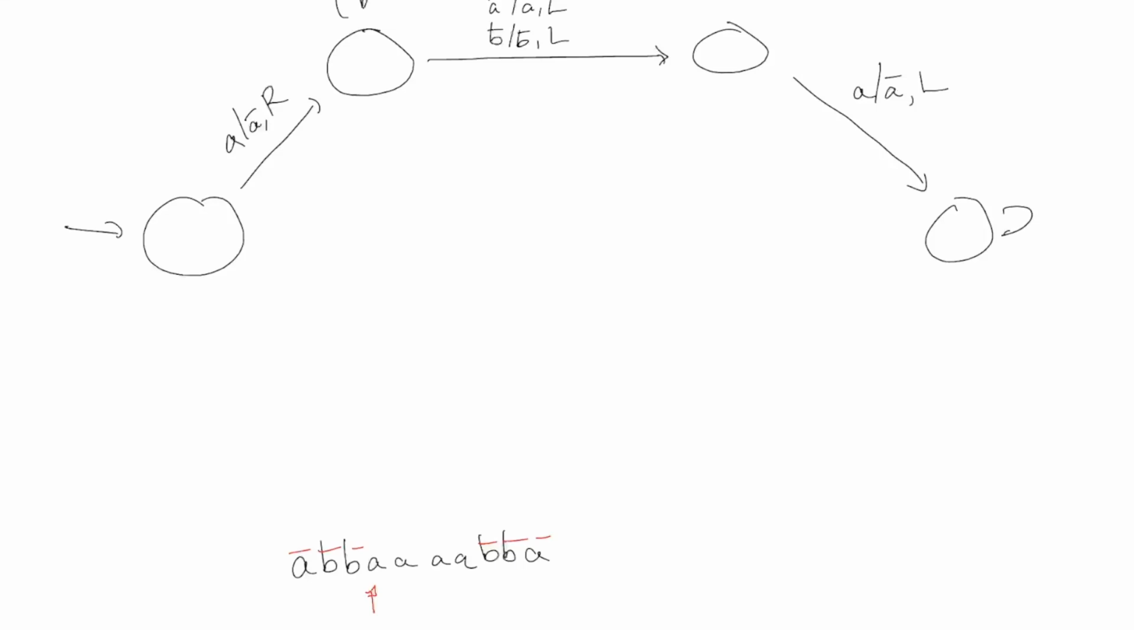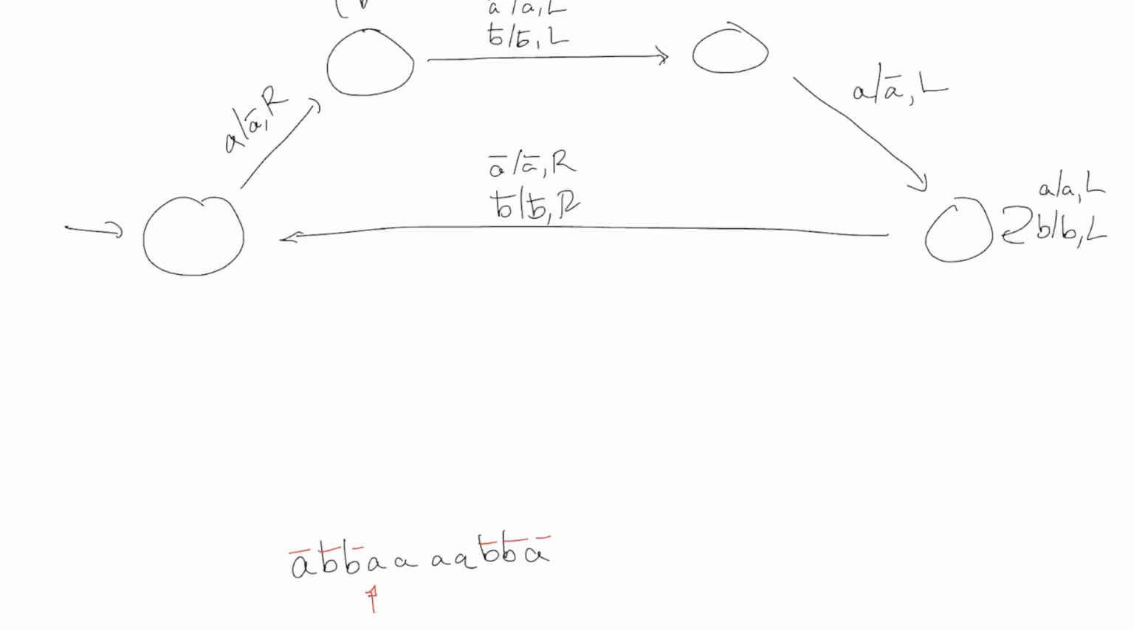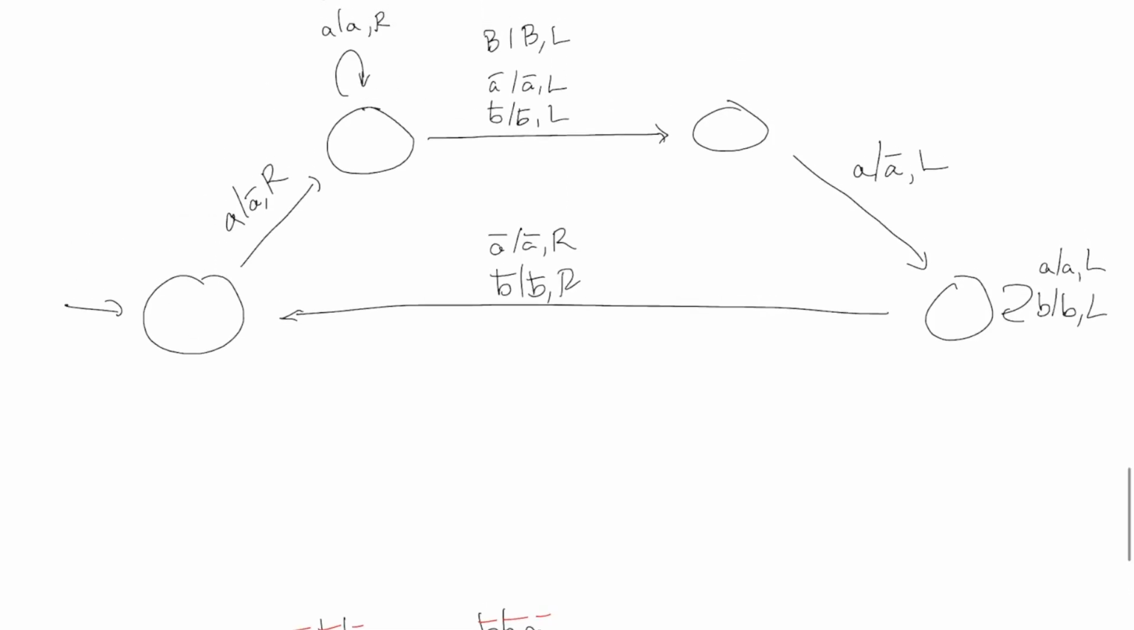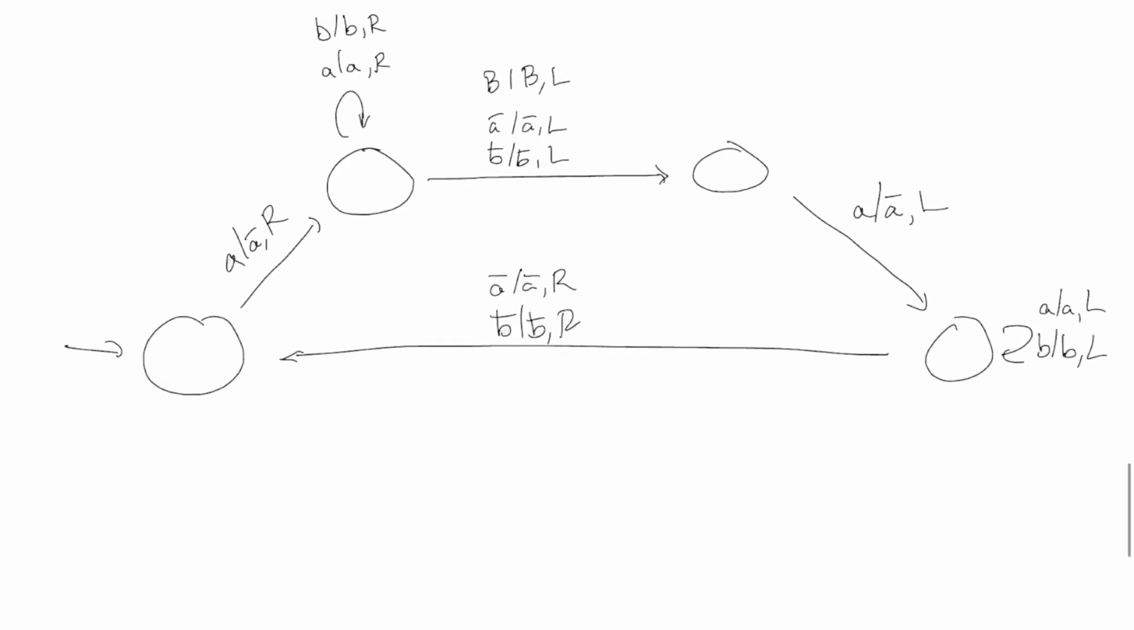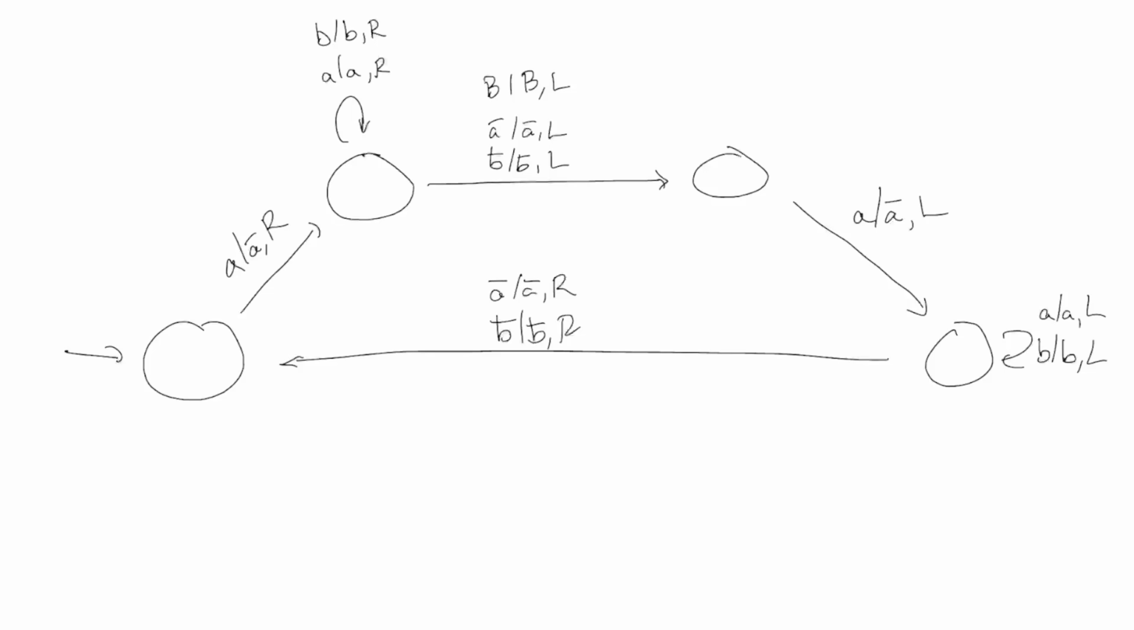So I have loops like this going to the left through unmarked A's and unmarked B's. But when I see something marked, I'm going to go back to the starting state. Marked B, unmarked A. And that's one trip through the A version of this loop. All right. That's if the first letter is an A.